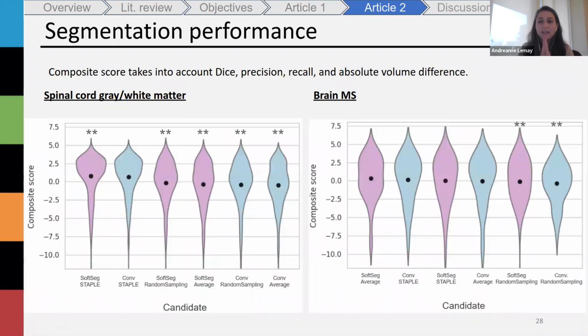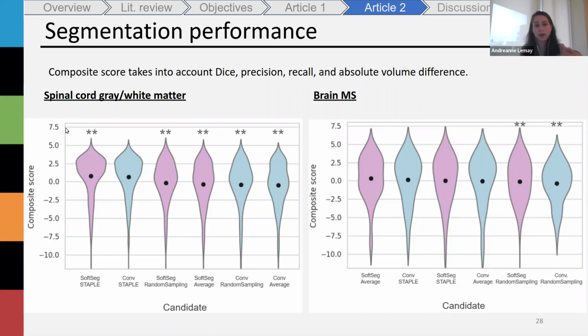So to conclude the results section of the second article, I will talk about the segmentation performance. We did look at multiple segmentation performance metrics, but here we try to summarize all of these into a composite score. The composite score aggregates the Dice, the precision, recall, and absolute volume difference. All of these metrics were standardized to a mean of 0 and standard deviation of 1 to be able to aggregate them. So here, for both data sets, all of the candidates are sorted from best to worst mean composite score. The first one had the best average.